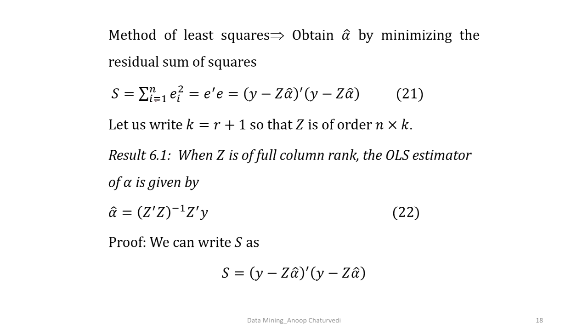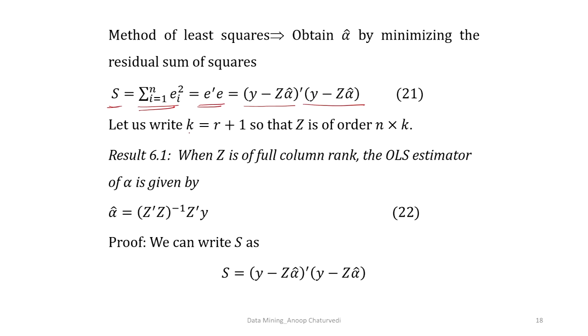s equal to summation i equal to 1 to n e_i square, or you can write summation e_i square as e transpose e, and then e is equal to y minus z alpha hat. So, you get y minus z alpha hat transpose y minus z alpha hat. And to obtain alpha hat, you have to minimize this s with respect to alpha hat.